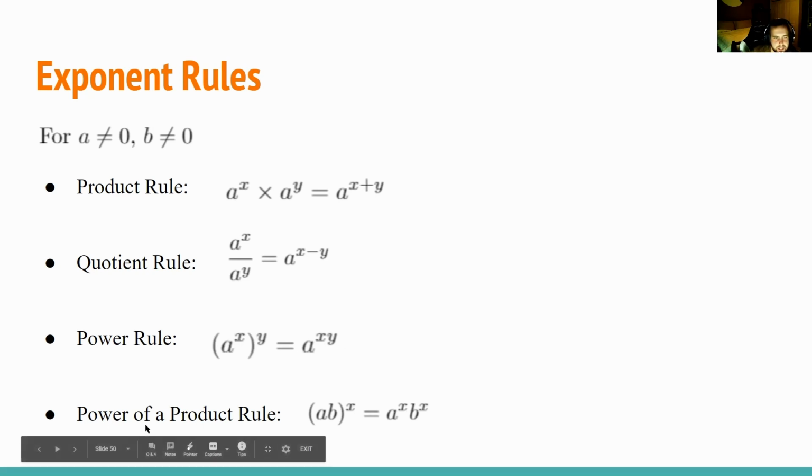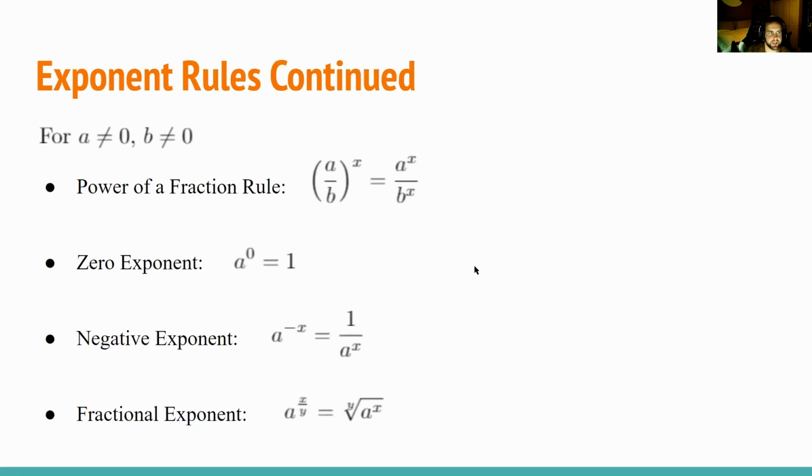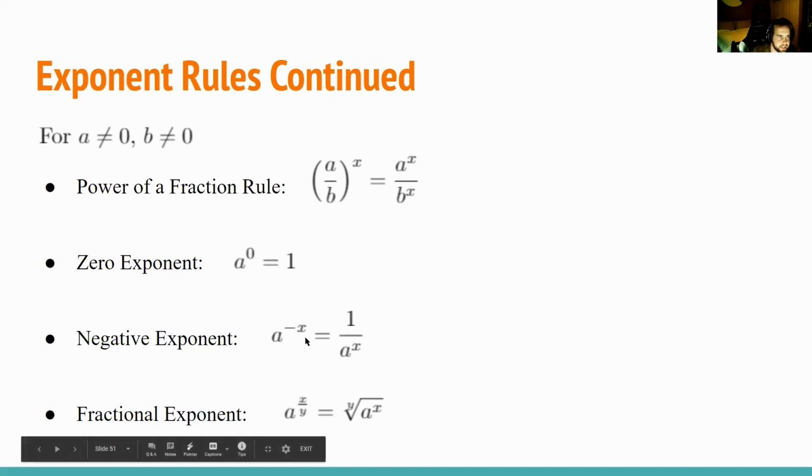And then the power of a product rule, we can split this x to each of the powers of a and b here. And then 2 more slides here. Power of a fraction rule, we just do the same thing, a to the power of x and b to the power of x. The 0 exponent, a to the power of 0 is equal to 1. Anything to the power of 0 is equal to 1. And then the negative exponent, a to the power of negative x is equal to 1 over a to the x.